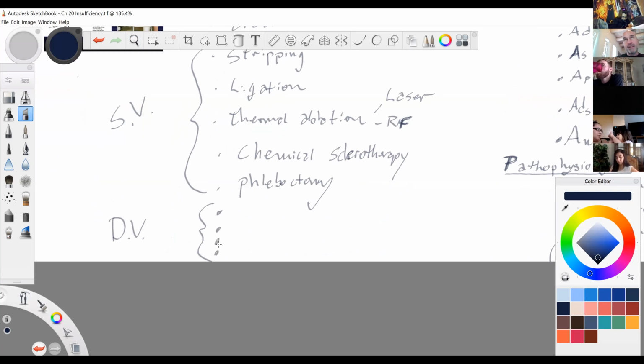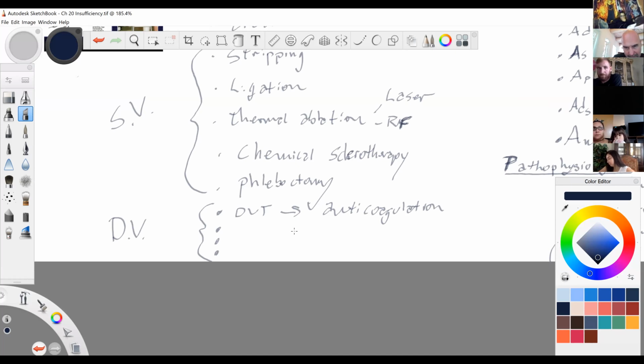Well, it's a little bit different story here. If the problem in the deep vein is DVT, then it's anticoagulation. Anticoagulants work, by the way, because there's also thrombolysis in here.